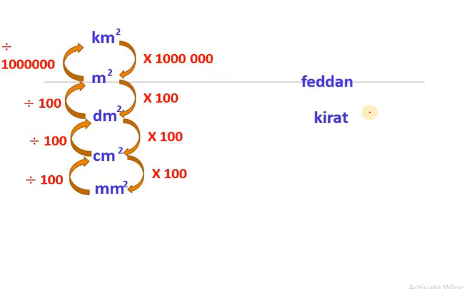Okay, what is the new one? We have the new one: fiddan, kirot, and sahm. We use these in agriculture, and the fiddan is the greatest one, then kirot, and then sahm.